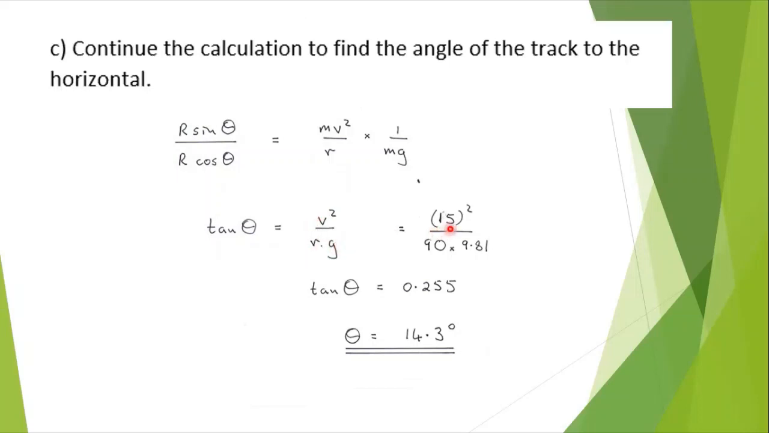We're told what v is, 15 meters per second, R is 90 meters, and g is 9.81. So we've got tan theta, and then we can quickly work out what theta is.